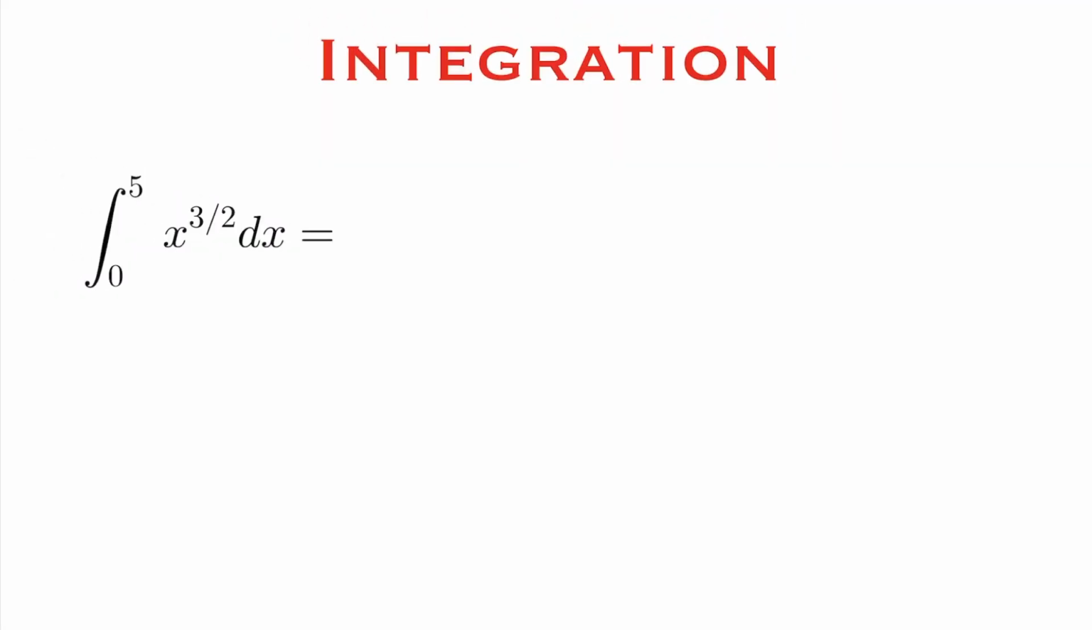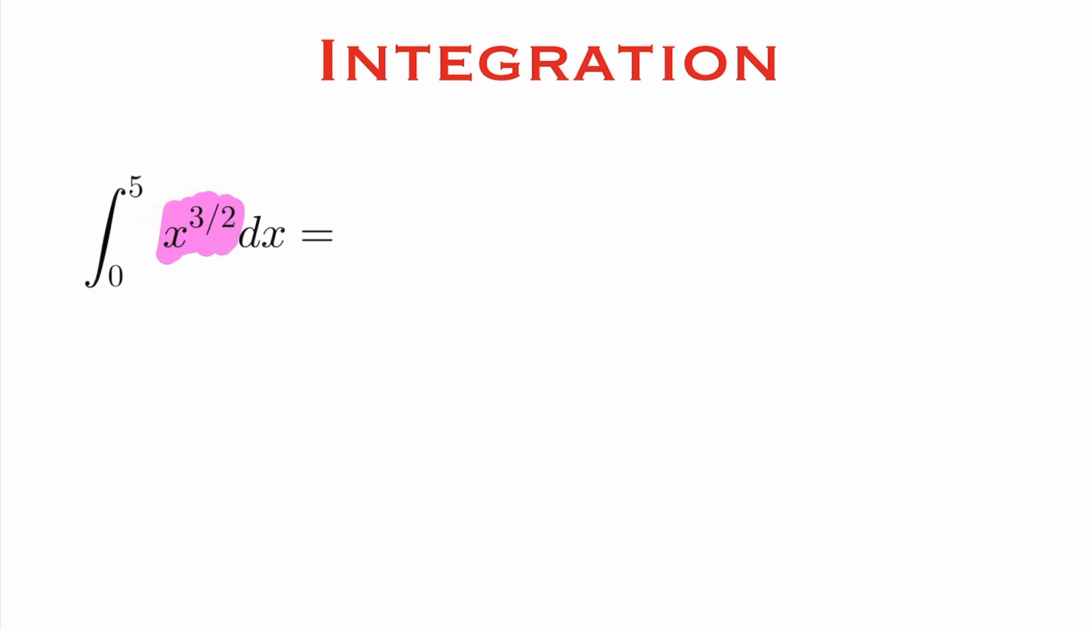All right, we're going to be taking a look here at integration. We've got our first problem here, the integral from 0 to 5 of x to the power of 3 halves, integrated with respect to dx here. When you're calculating your integral, you want to think of the function whose derivative is going to be x to the power of 3 halves.